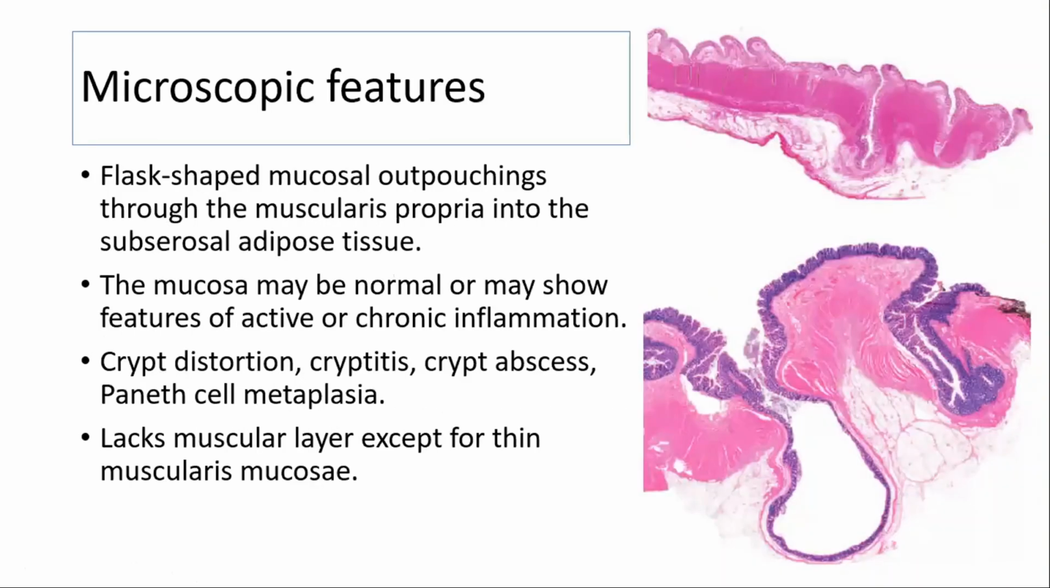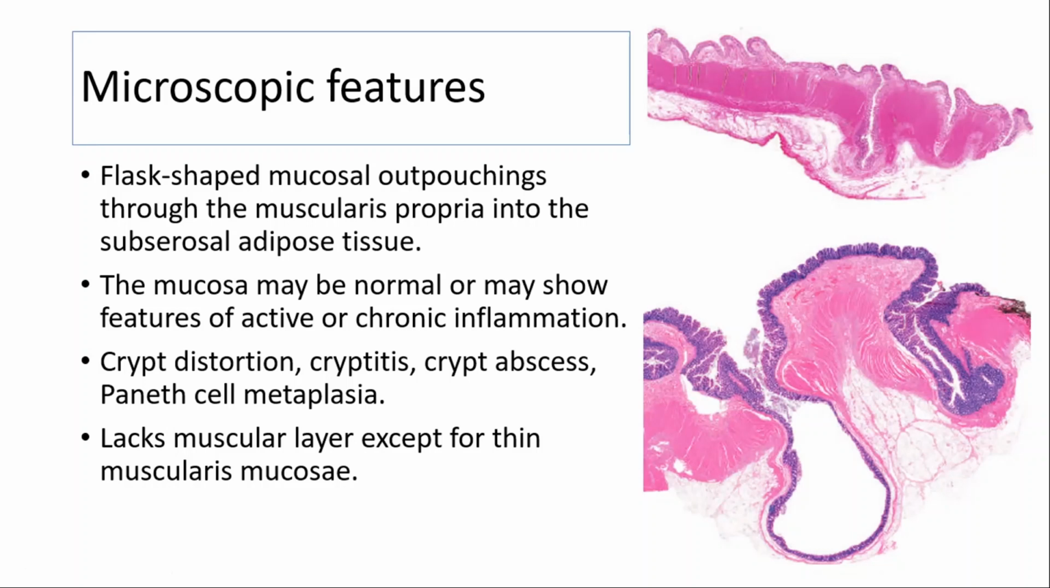Okay. So what do we see microscopically in diverticular disease? We can see the outpouching. If you look at this low magnification, the mucosa outpouches through the muscle layer into the serosa. So this is a false diverticulum because the layers are composed of mucosa and subserosa. Again here, the mucosa is normal, but sometimes they can show active and chronic inflammation.